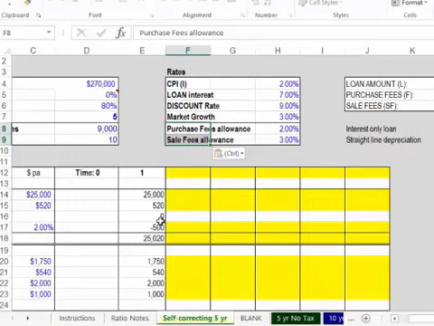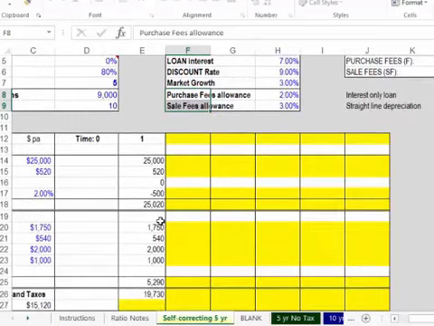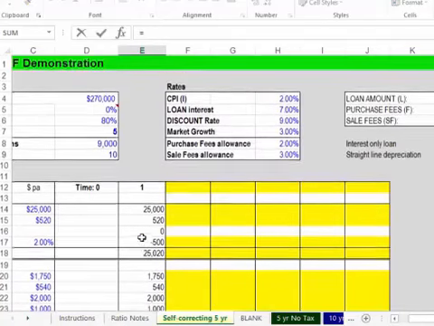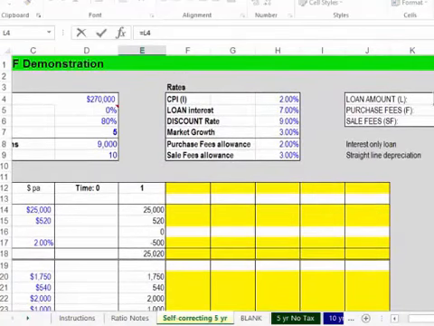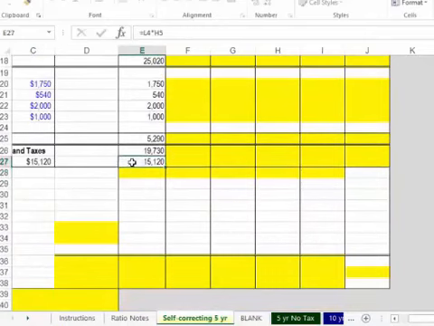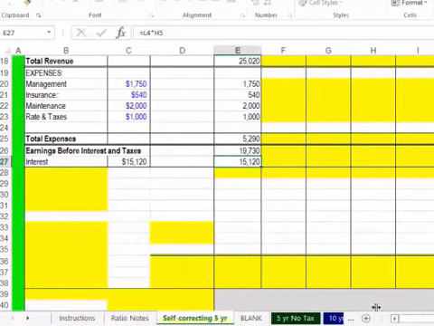We're now able to work out the annual interest amount, which we're going to put in down here in cell E27. That's simply going to equal the loan amount, and we said it's an interest-only loan, so we multiply that by the annual interest rate, and that will give us the annual amount of interest.